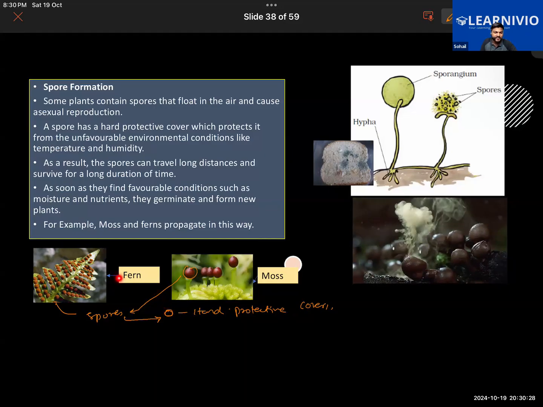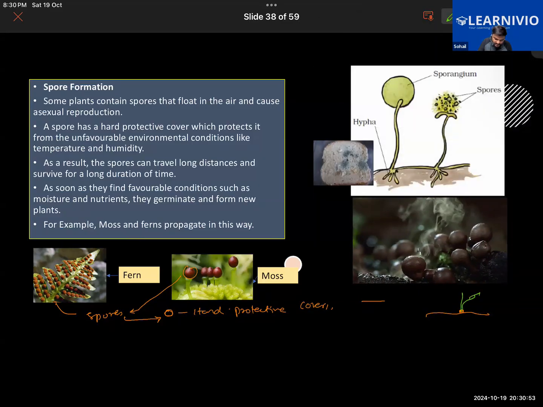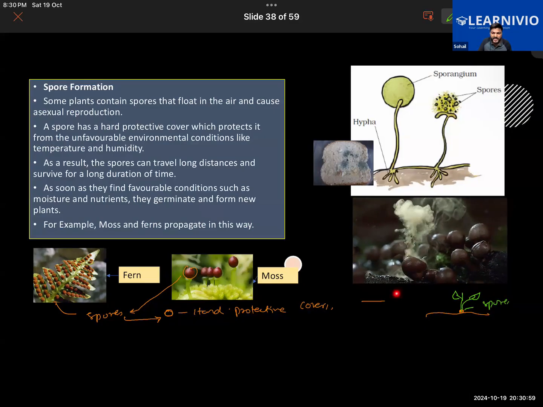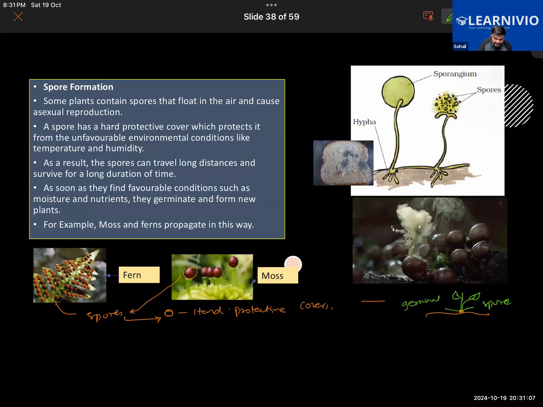And since they are very lightweight, with the help of the wind they can be carried from one place to another. They can travel long distances with the help of the wind. As soon as they land in a favorable place, suppose a spore lands on very fertile soil, it will start to grow into a new plant. A plant will start to emerge out of this. Just as a seed germinates, the spore will first germinate and a new plant will start to grow from it.